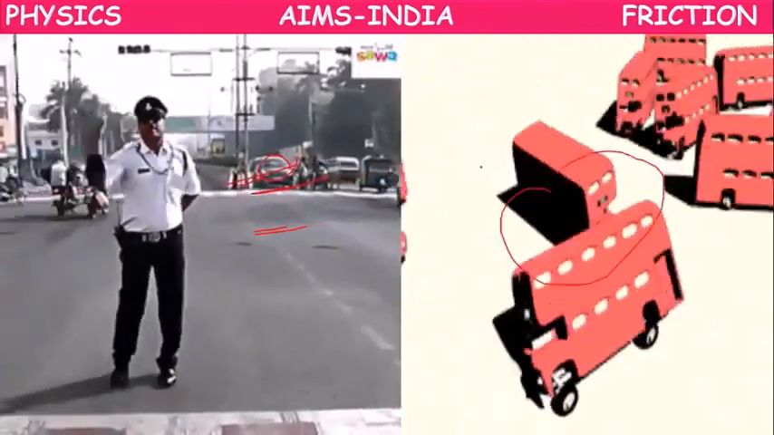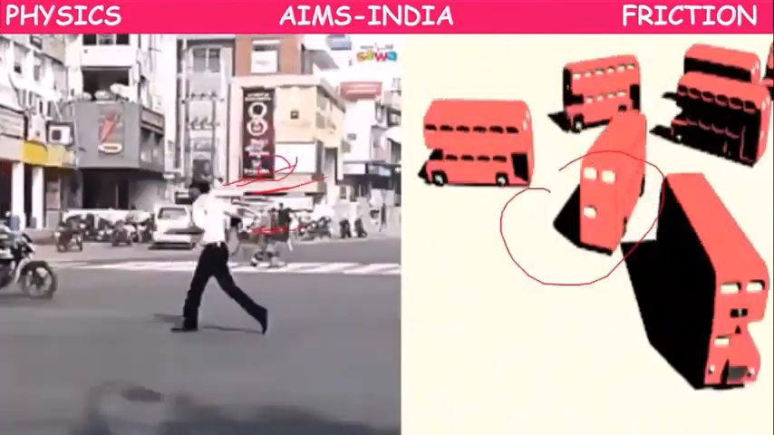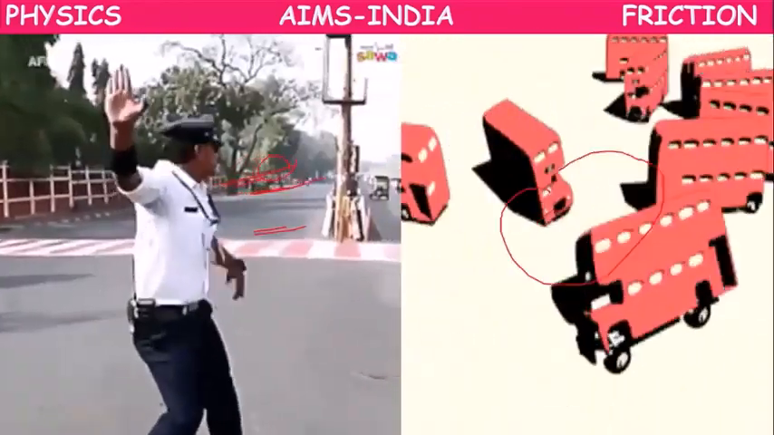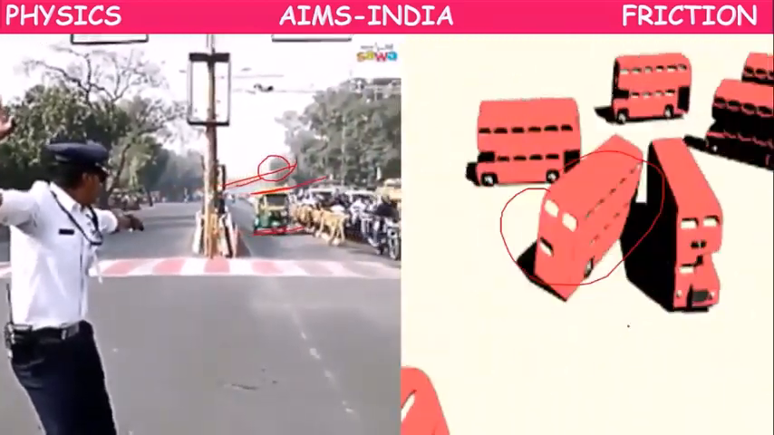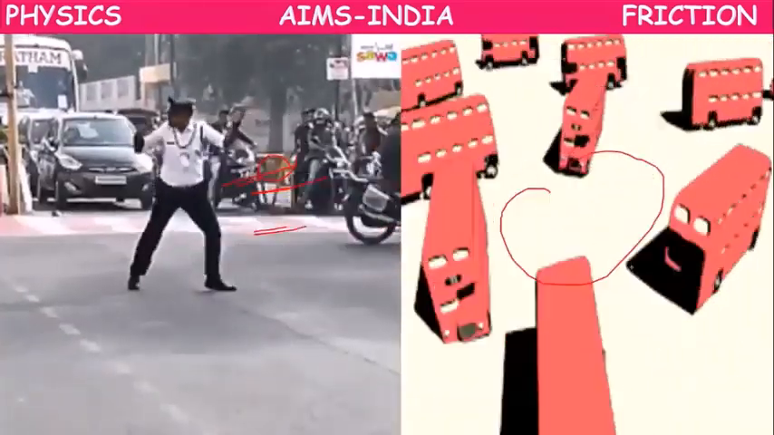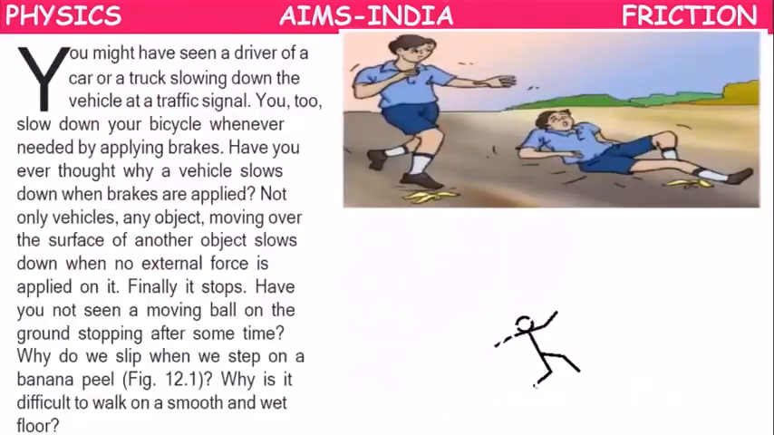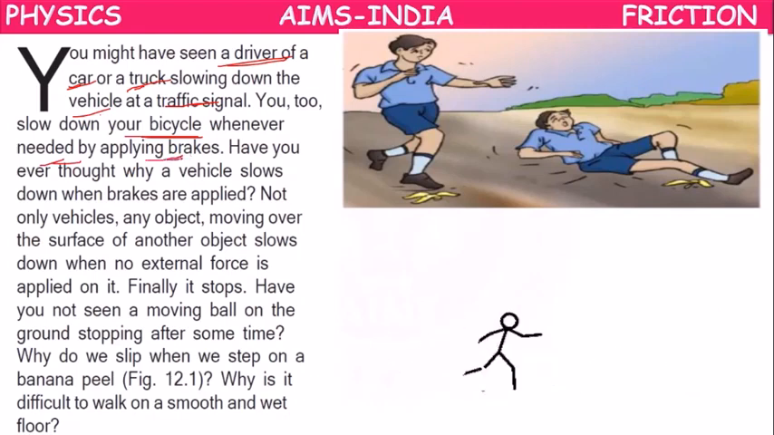See here in the second picture, all the buses are moving in random directions. They are not stopping at all. Only if there is some force to stop them will they get stopped. Otherwise, they will keep moving continuously like that. Here, children, we might have seen a driver of a car or a truck slowing down the vehicle at a traffic signal. We slow down our bicycle, whenever needed, by applying the brakes.